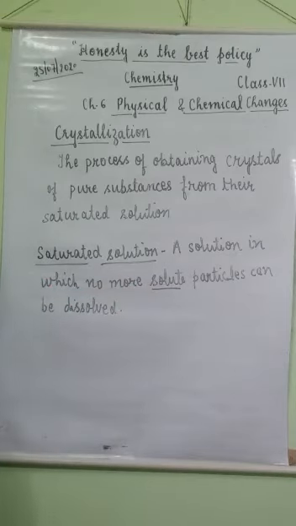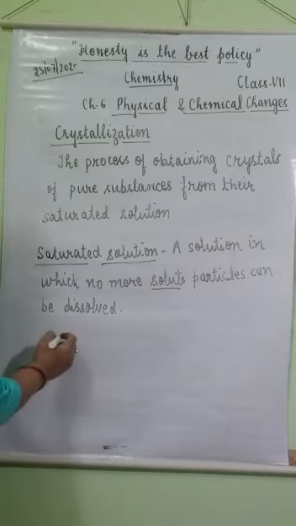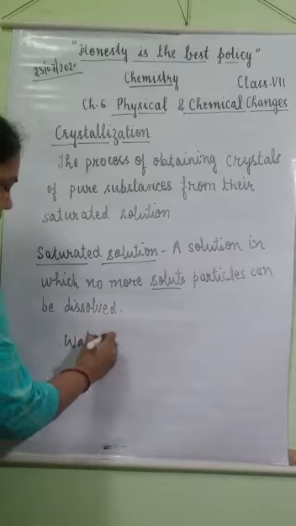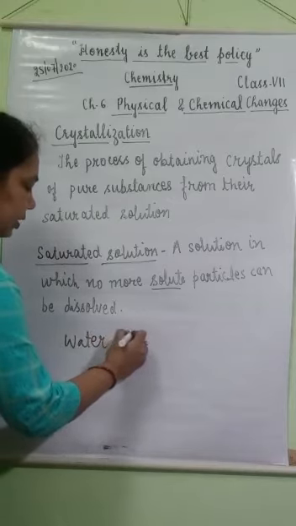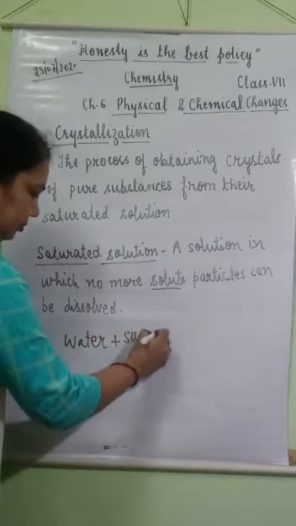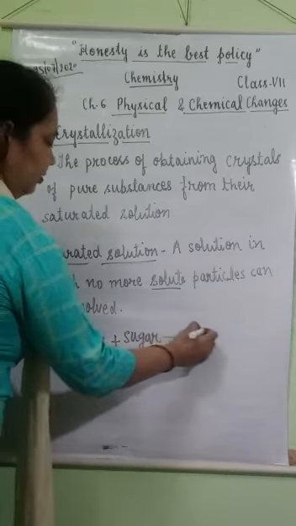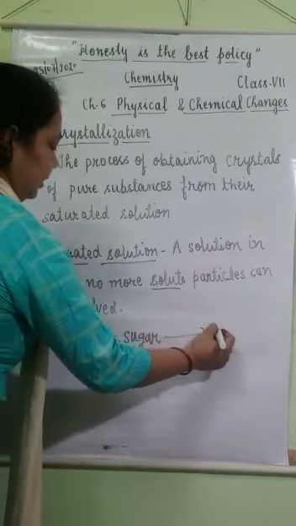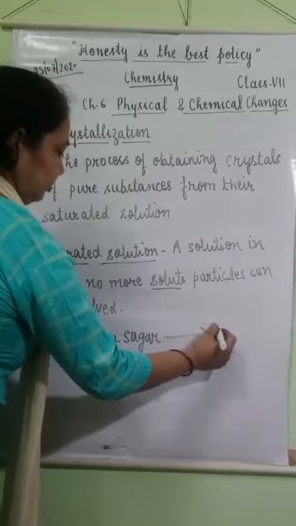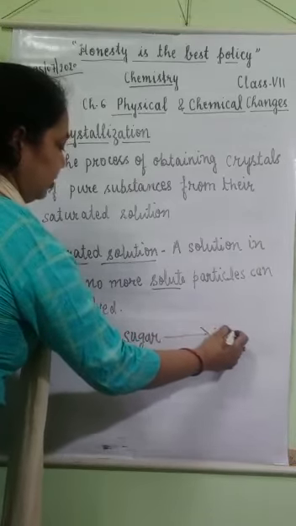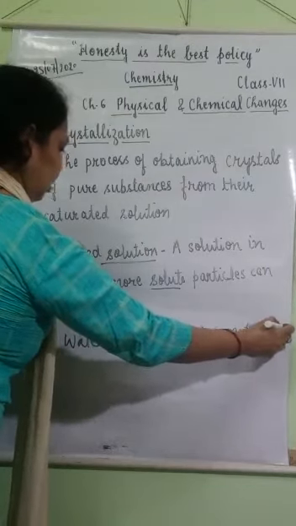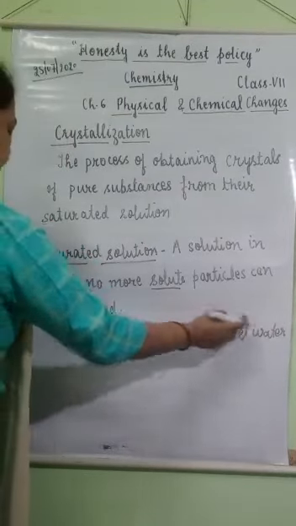Suppose you want to make a sugar solution. You will take water and dissolve sugar particles in it. When you stir sugar in water, it becomes a solution. You will get sweet water, or a mixture of water and sugar.